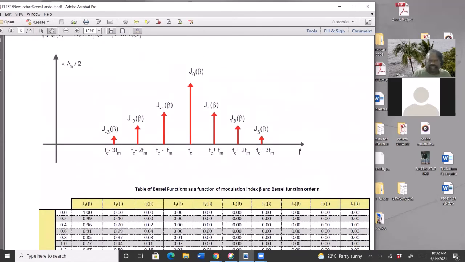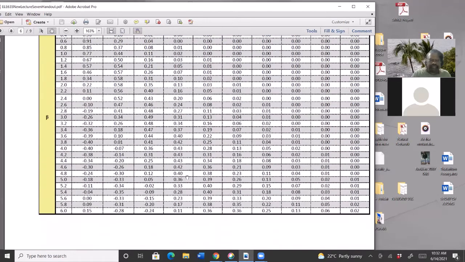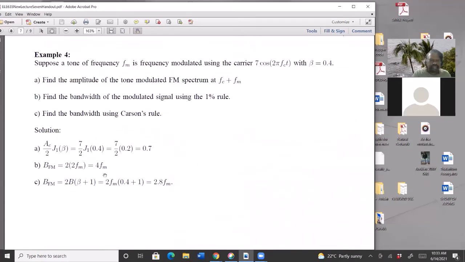And when does J2 come? Fc plus 2Fm. So you are going to have 2 spikes here and 2 spikes here. Nothing here, because after J2 it is 0. So from here to here it is 4 times Fm, because this is 2Fm and this is 2Fm. So it is 2 times 2Fm.